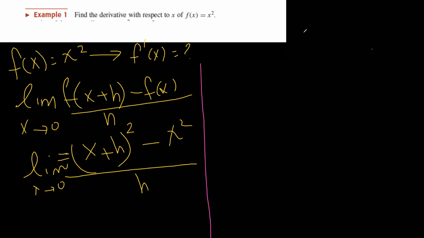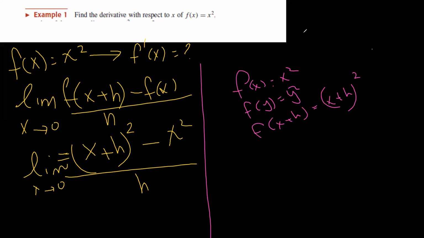Now, can you repeat, teacher? How did it become squared? Because the function f of x equals x squared. So f of y is y squared. So f of x plus h will be x plus h squared.